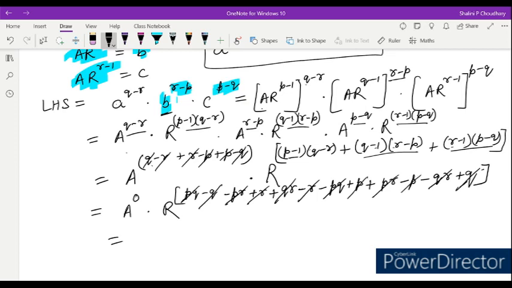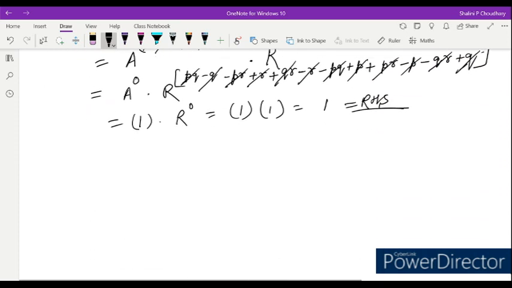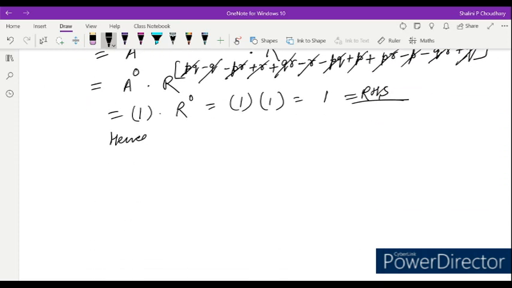So what value are we getting? a to the power 0 will be 1 and r to the power is also 0. So r to the power 0 will be 1. So what value will we be getting? 1, and that is equal to RHS. Okay. This is what we have to prove. Okay, so we can write hence proved.